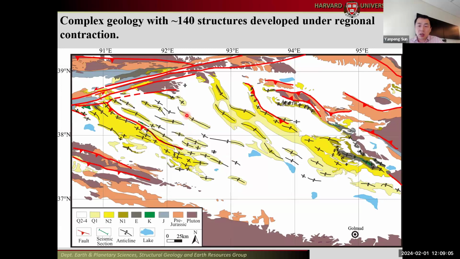The black lines are the fold axes. Overall, there are about 140 anticlines that are formed within this basin, dominantly in the northern half of the basin. While the dark colors are the older rock, including, rarely, some of the Mesozoic sediments here, but mainly outside the basin it's more like Pre-Jurassic or even some of the basement rock.